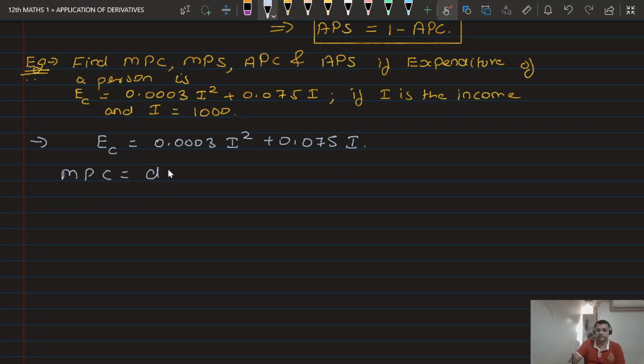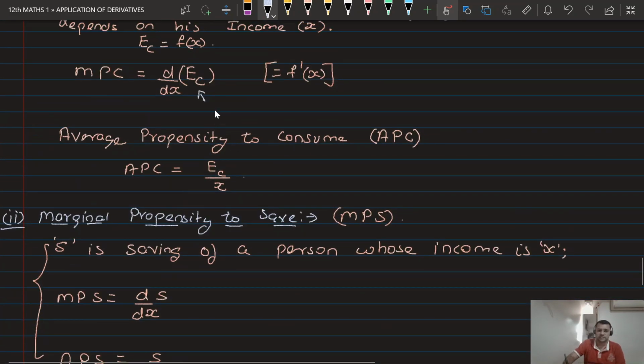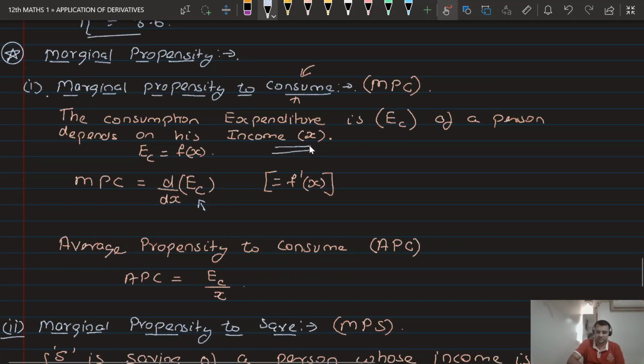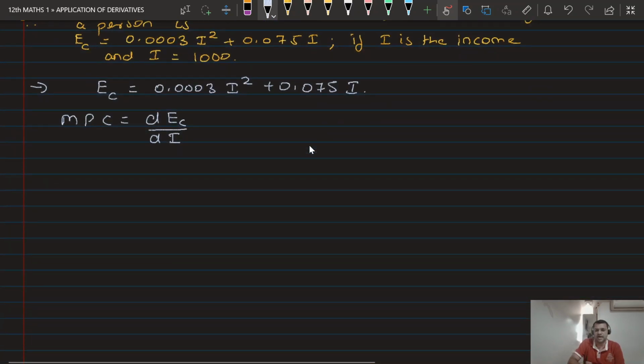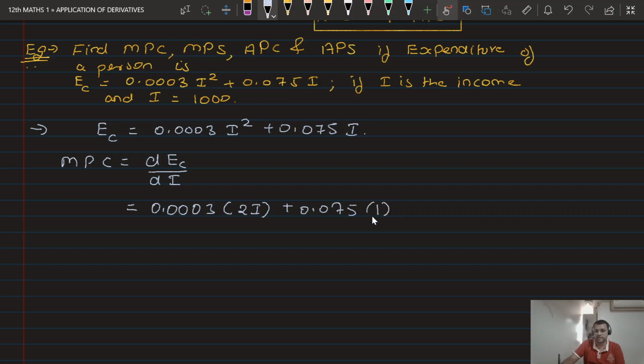MPC is the derivative of the expenditure function with respect to the income. In the above formula I had written it with respect to x, d by dx of EC, because I had assumed over there that the income was x. The given question is telling us that the income is I, so I change my formula to the derivative with respect to I. Now 0.0003 is a coefficient, I square is similar to x square, the derivative is 2I, plus 0.075 I is similar to x, so the derivative is 1.